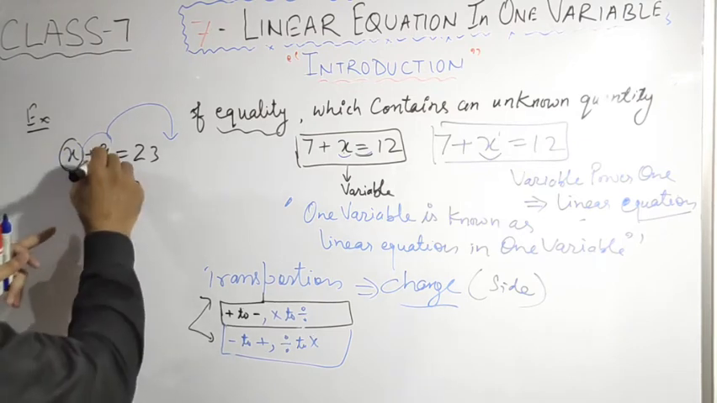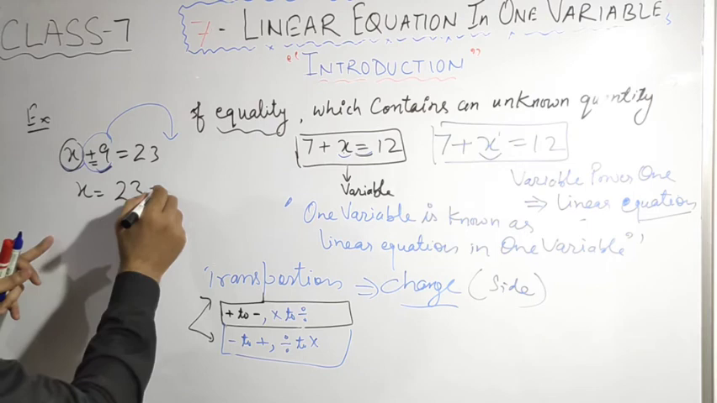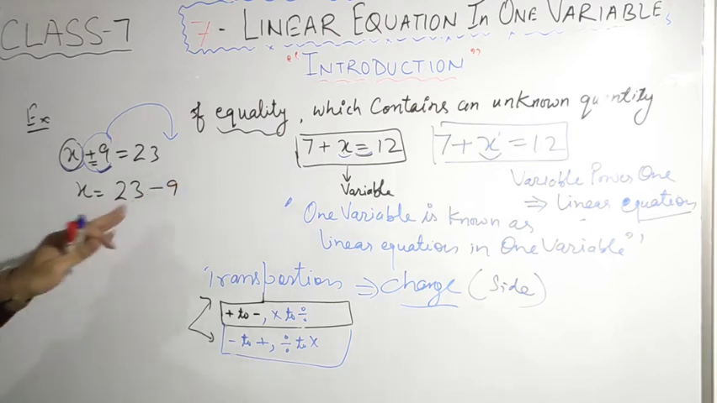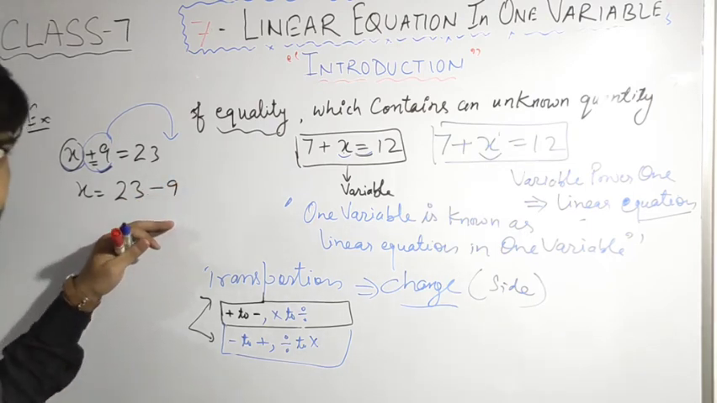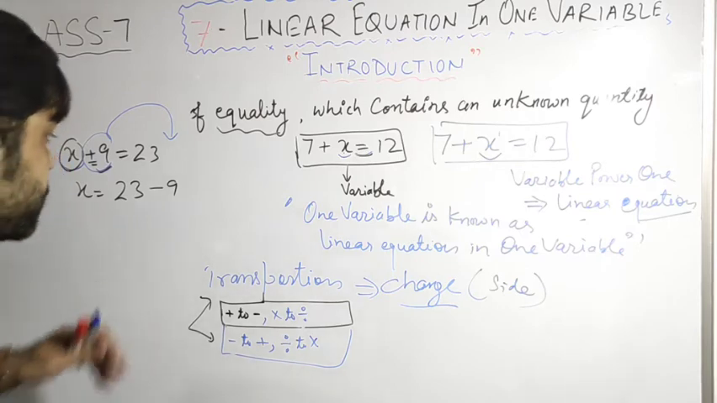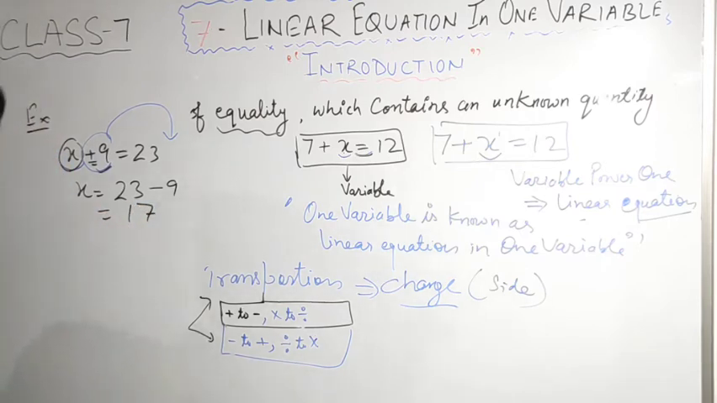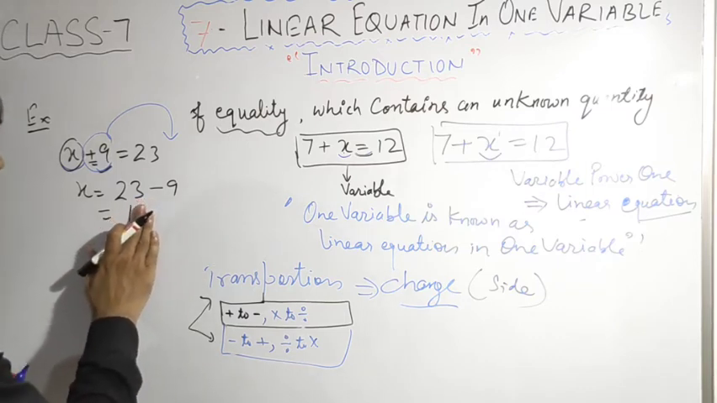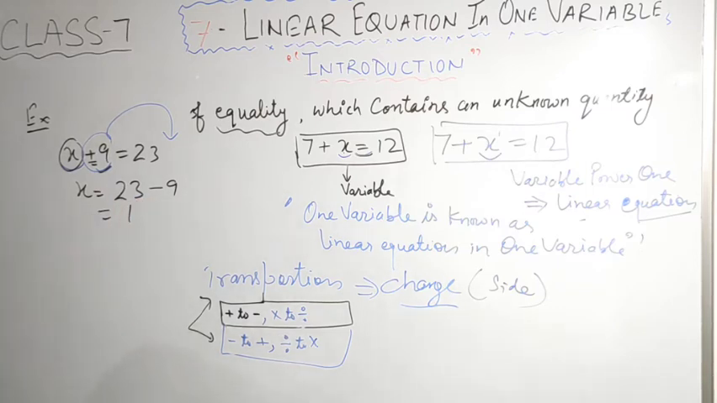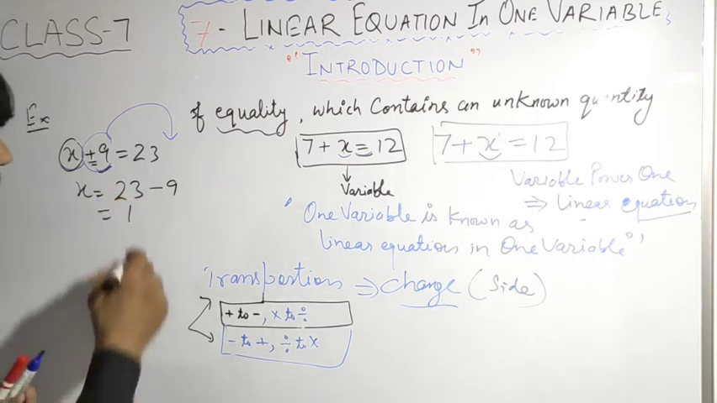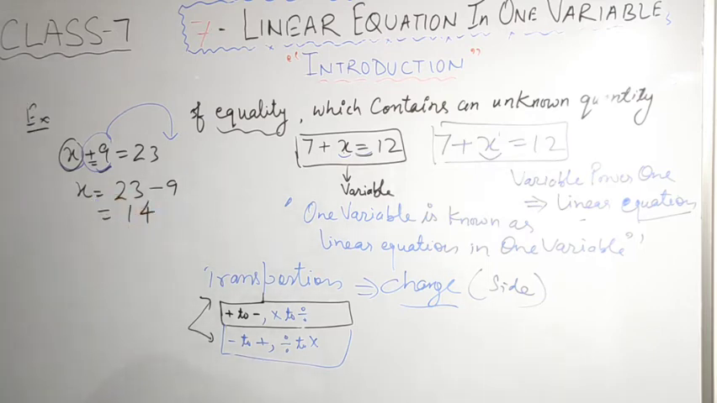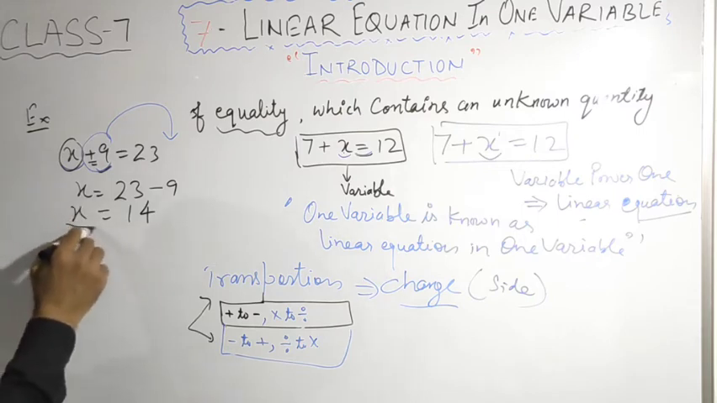x is equal to, and shift this number, and when we shift, then plus converts into minus, and 9 will be the same because 9 is a constant. Numbers are constant. Okay, then subtract. Now what is it? 23 minus 9 will be 14. Understood? Then the x value will be 14.